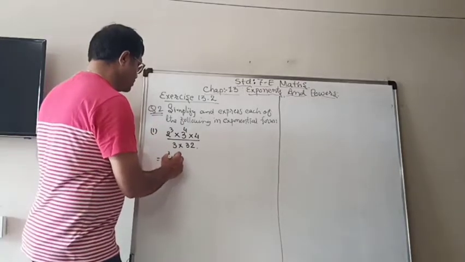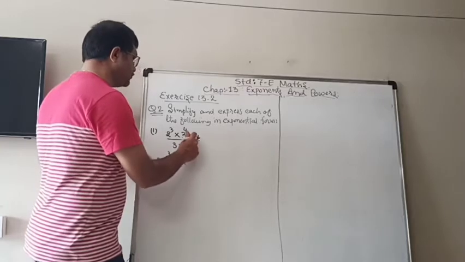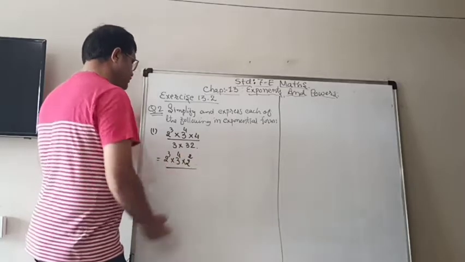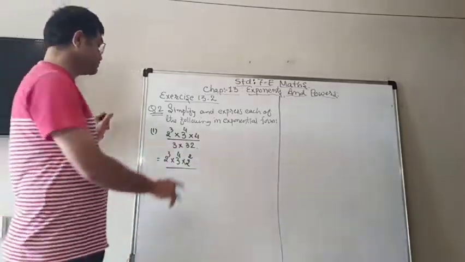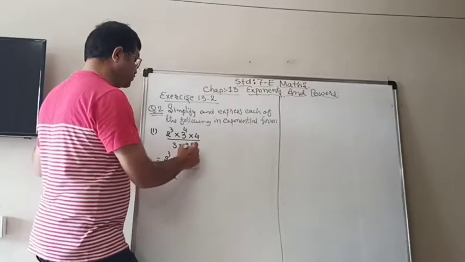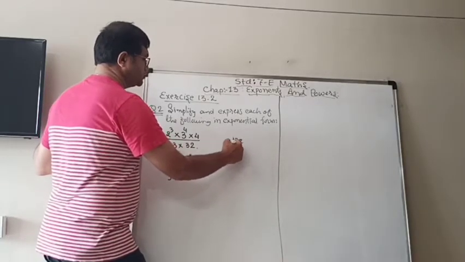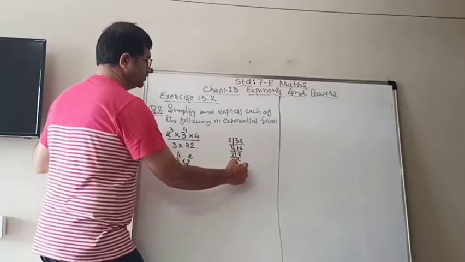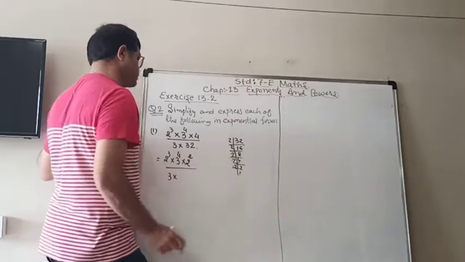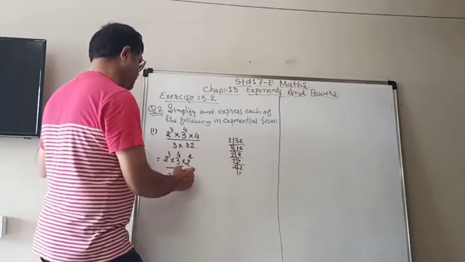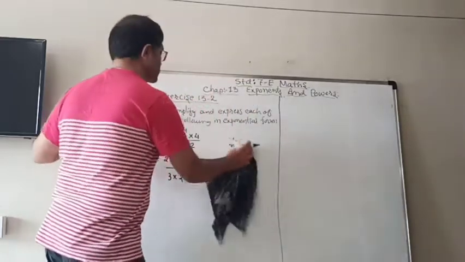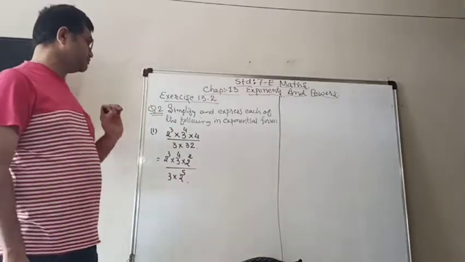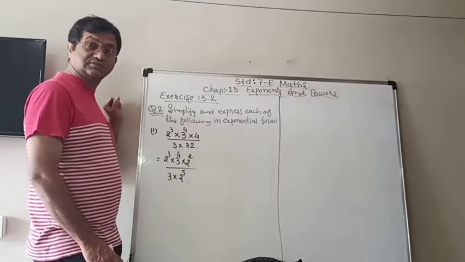So now, 2 cubed multiplied by 3 raised to 4. We know that 4 is 2 squared. So in place of 4, we write 2 squared. Now 32. We know 32: 16 2s are 32, 8 2s are 16, 4 2s are 8, 2 2s are 4, 1 2 is 2, that is 5 twos. So it is 2 raised to power 5. So now you can see that all the numbers are as the product of their prime factors.